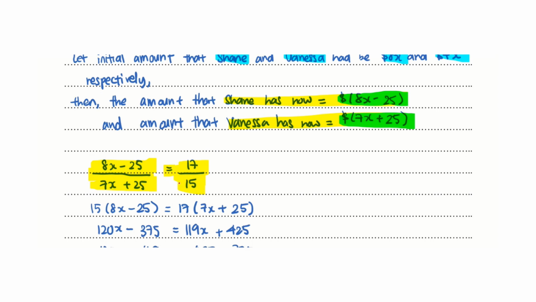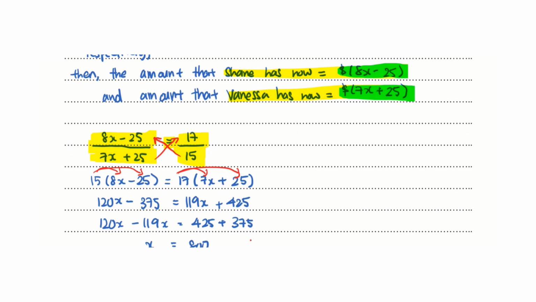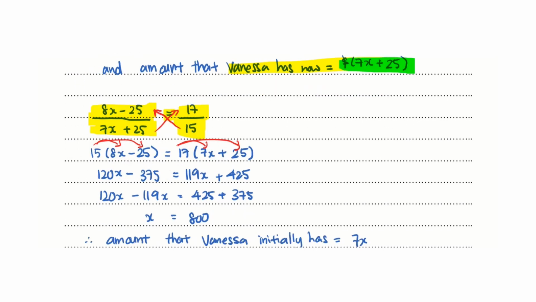Then, we will do a cross multiplication solving, which we have earlier learned about, such that we get 15 times 8x minus 25 equals to 17 times 7x plus 25. We will then do the rainbow method or the distributive law and expand it such that we get 120x minus 375 equals to 119x plus 425. Then, moving the terms around, we will hence get the answer x equals to 800.